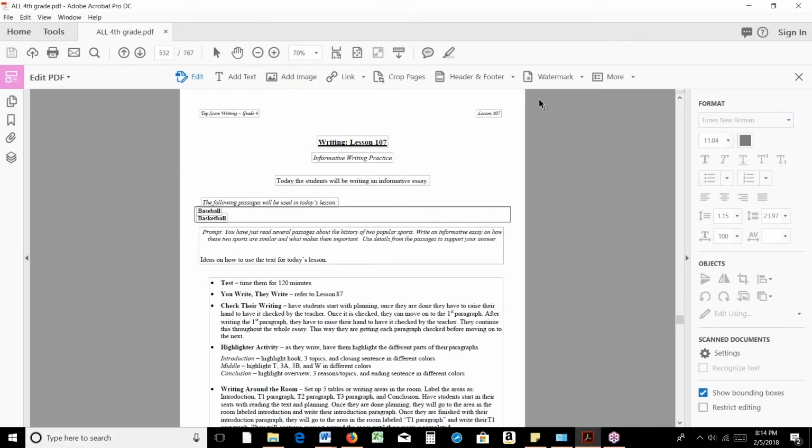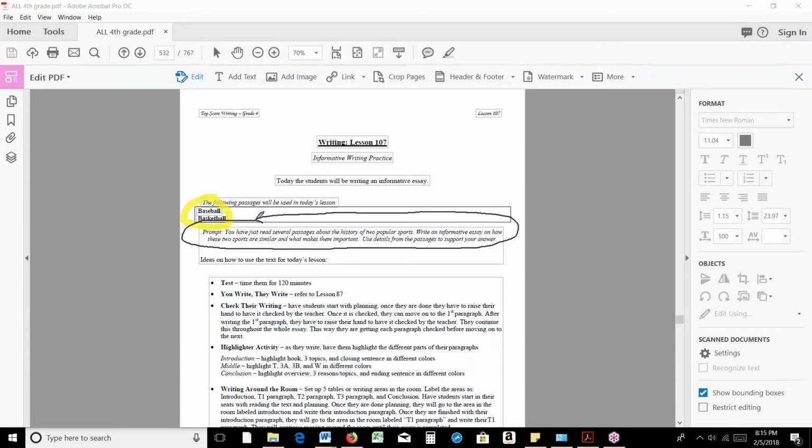If you don't have the lesson in front of you, take a look at the screen. For this lesson, it requires you to use 2 passages, one on basketball, one on baseball. The prompt is, you have just read several passages about the history of 2 popular sports. Write an informative essay on how these 2 sports are similar and what makes them important. Use details from the passages to support your answer. A few schools have done this as a practice writing, and I've scored the papers.